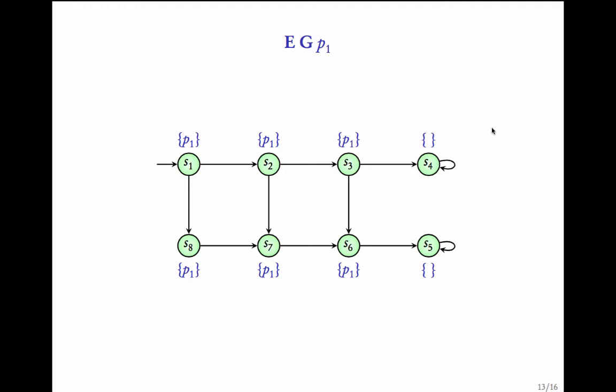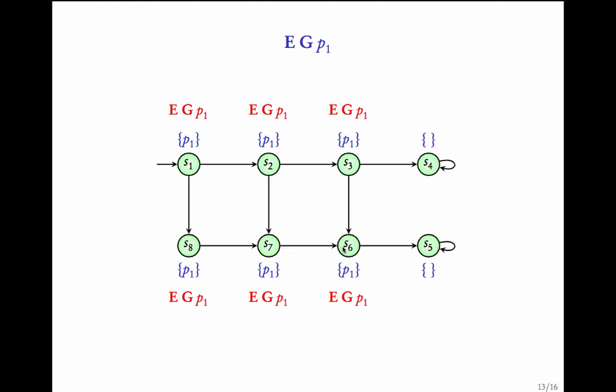So here is a transition system. We want to check the formula EG P1. Here the algorithm would be a bit different from the last time. In the first step, label all the states with the formula EG P1. Now, you look at states which do not satisfy P1. S4, S5 do not satisfy P1. So first remove the labels from them. Now, look at the predecessor of S5, which is S6.